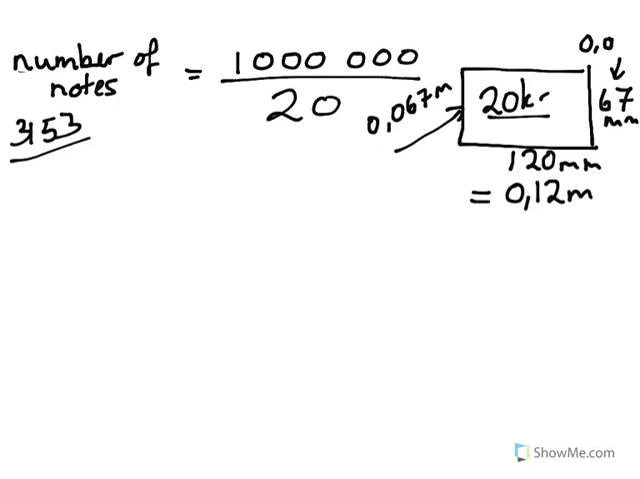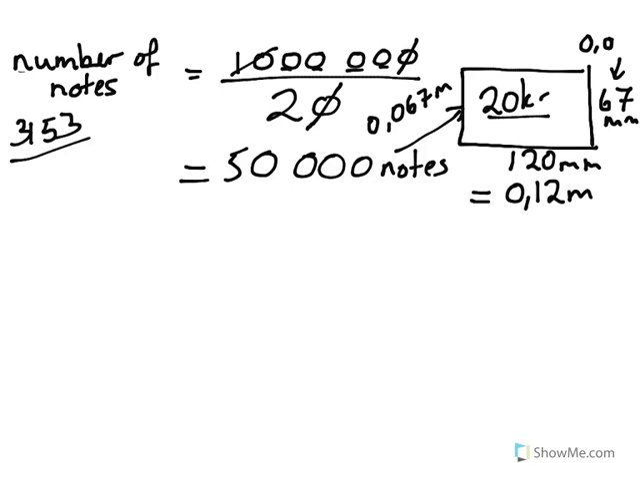Well, I take 1,000,000 kronas and I divide it by 20. That will tell me how many 20 krona notes I need. So then I have 100,000 divided by 2. 2 into 10 goes 5 times. And then I count up all the zeros I've got left. 1, 2, 3, 4. So I will need 50,000 20 krona notes.